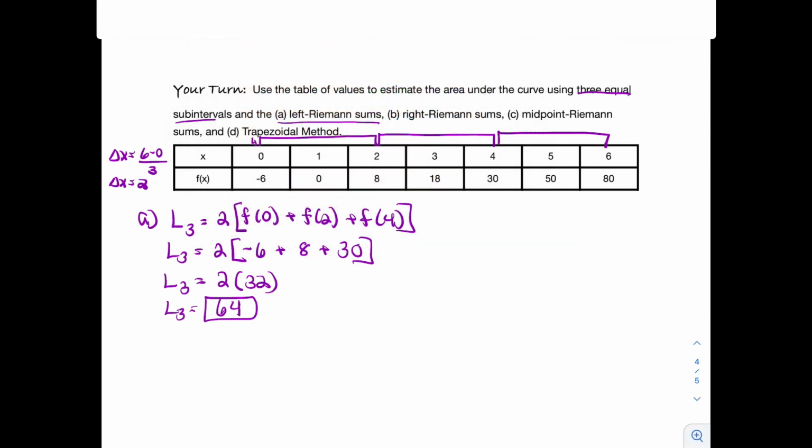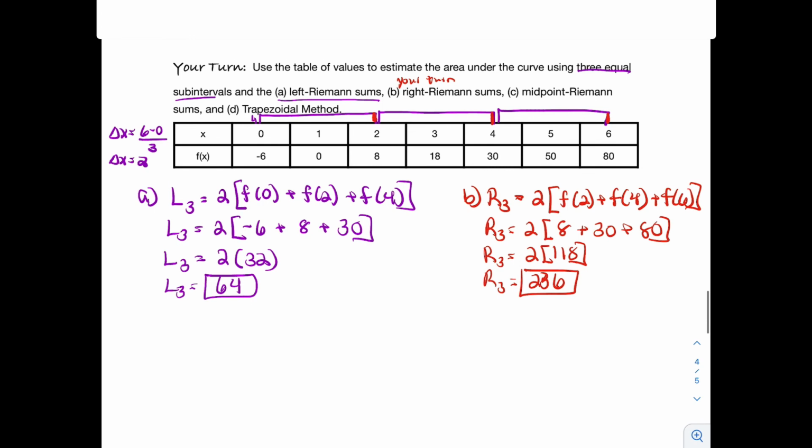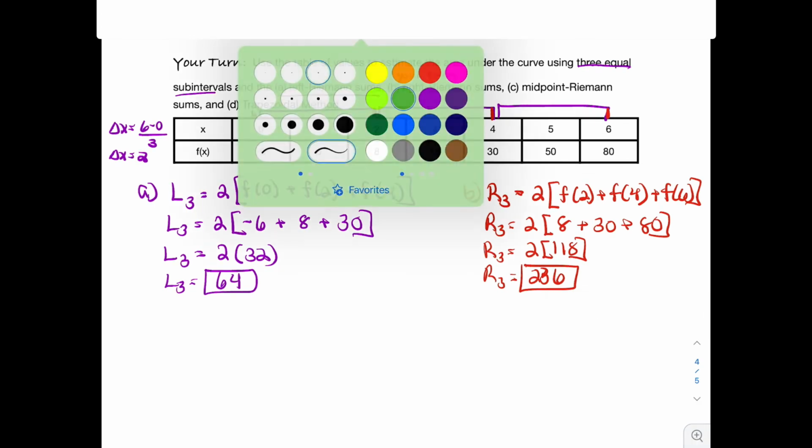You do the right-Riemann sum. So R3 is going to be equal to our delta x, which is still 2, but this time we're going to times it by our right endpoints, which would be f of 2 plus f of 4 plus f of 6. Please show this as part of your work. And then we can substitute in our values. F of 2 is 8, f of 4 is 30, and f of 6 is 80. Adding those together and multiplying by 2, we end up with our right-Riemann sum equal to 236.